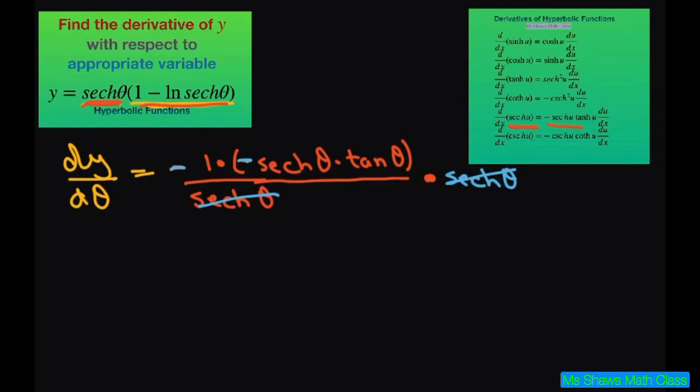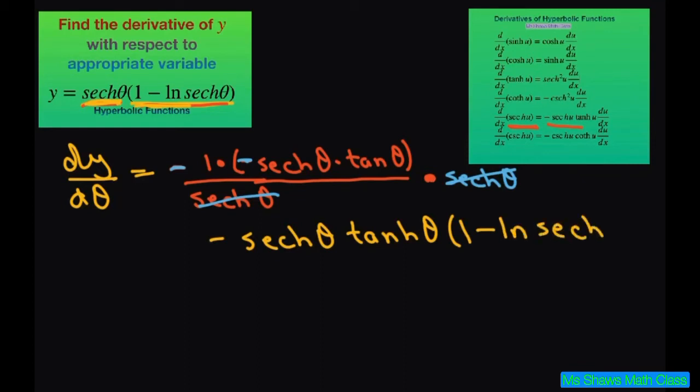Now, for the product rule, we have to add, and then we're going to just take the derivative of this, which is negative. So let's just go ahead and put minus hyperbolic secant of theta times hyperbolic tan of theta. All right, and then you're just going to multiply it by this, 1 minus ln of hyperbolic secant of theta.